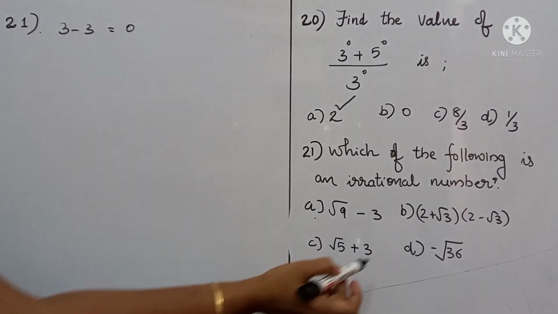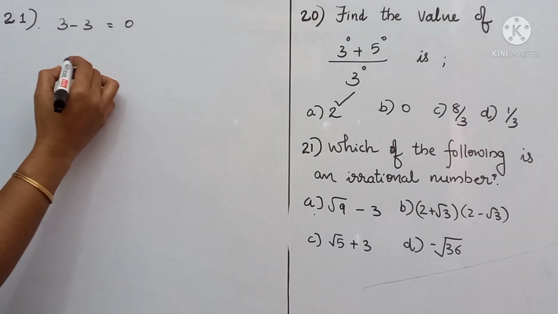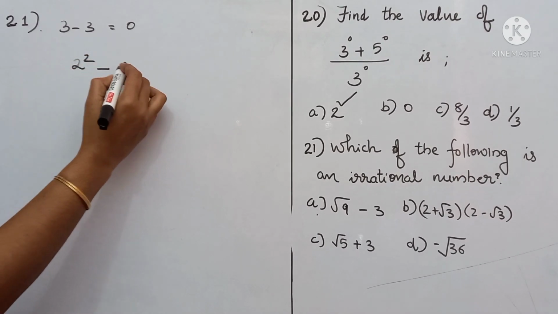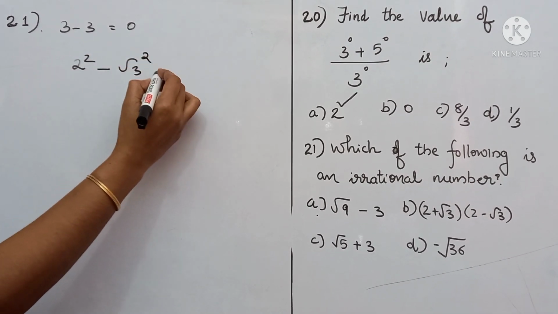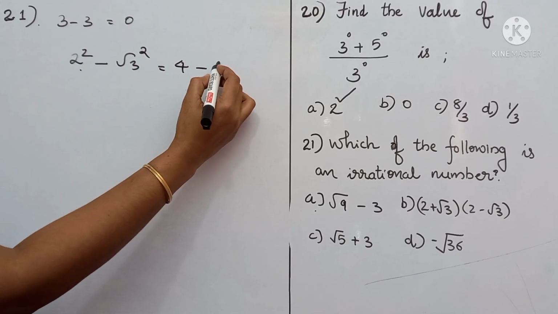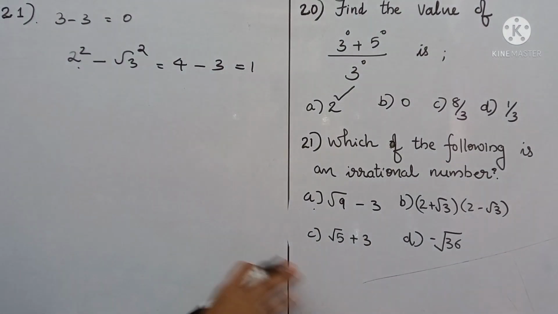Option B, 2 plus root 3 into 2 minus root 3. That is (A plus B) into (A minus B) form. A square minus B square. 2 square minus root 3 square we will get. 2 square is 4. 4 minus root 3 square, which is 3. 4 minus 3 is equal to 1. 1 is a rational number, so we cannot select that one.